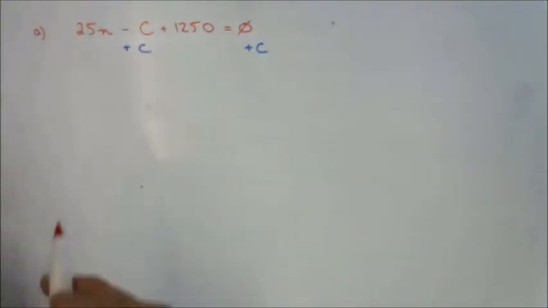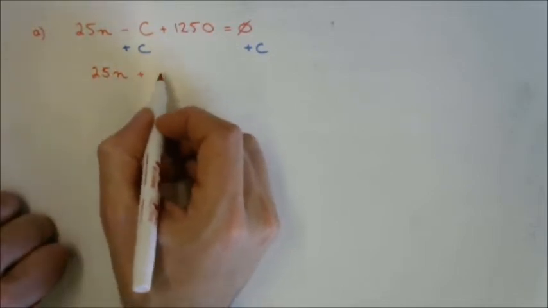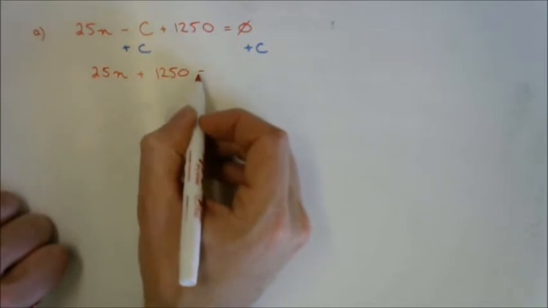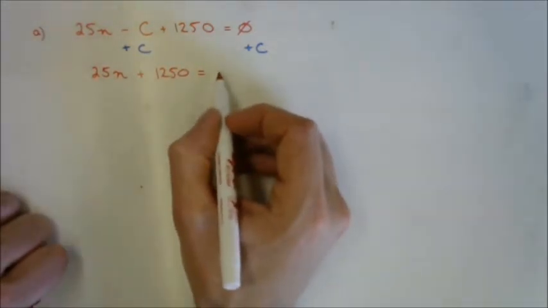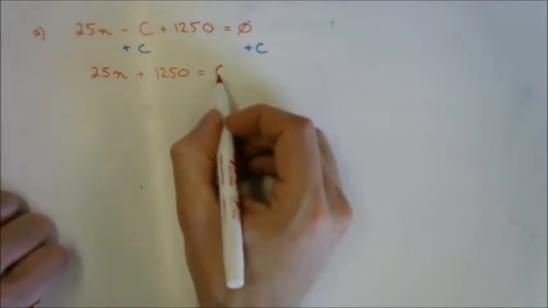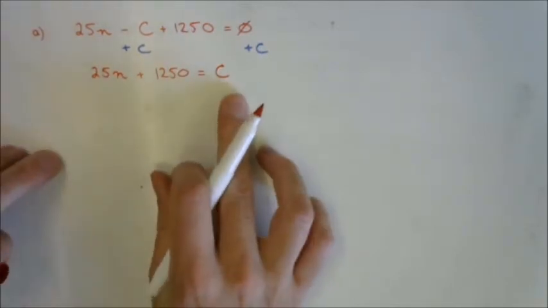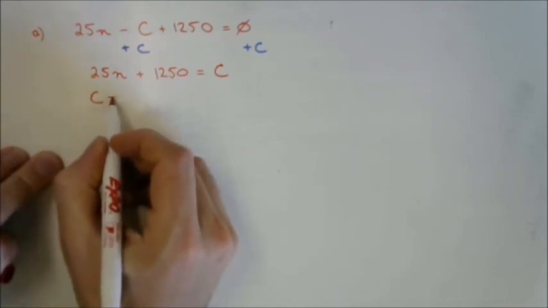It would be 0 plus c. So now we have 25n plus 1250 equals what? 0 plus c? C equals C. It's just C. Start with 0 and you add C, you'll have C, I promise. Good. Not too difficult. That's really easy in this case. And then you wouldn't really leave it like that, guys. For your final answer, you would rewrite it with C on the left.